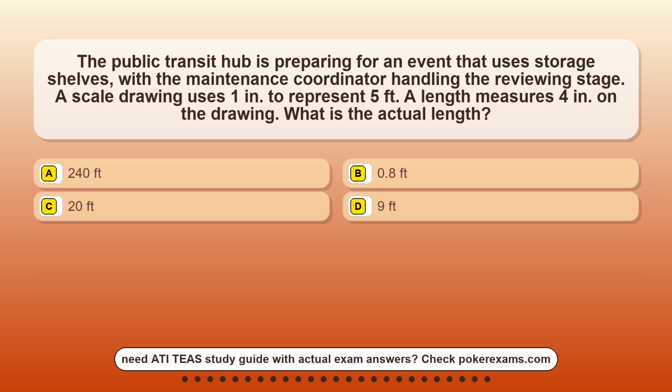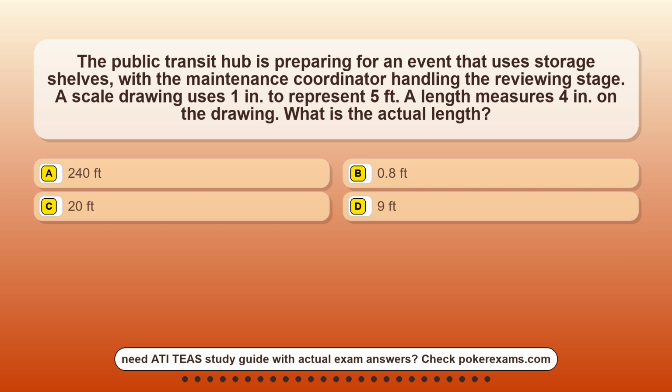Question 13. The public transit hub is preparing for an event that uses storage shelves, with the maintenance coordinator handling the reviewing stage. A scale drawing uses 1 inch to represent 5 feet, and a length measures 4 inches. On the drawing, what is the actual length? Option A, 240 feet. Option B, 0.8 feet.